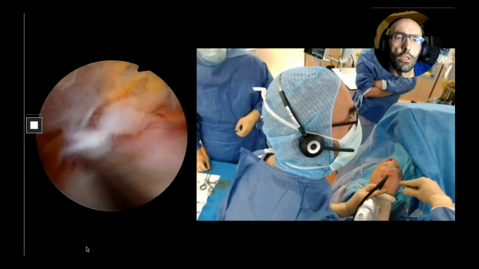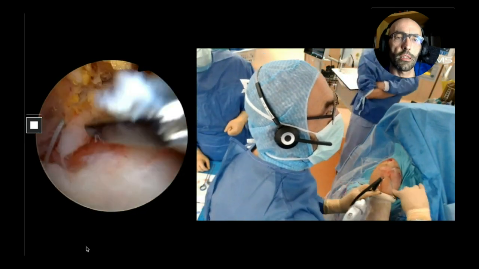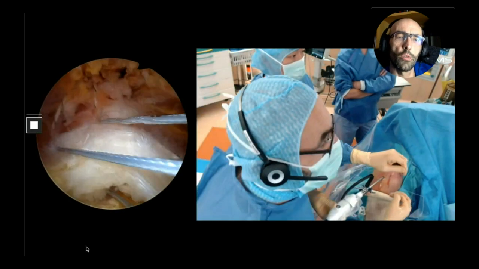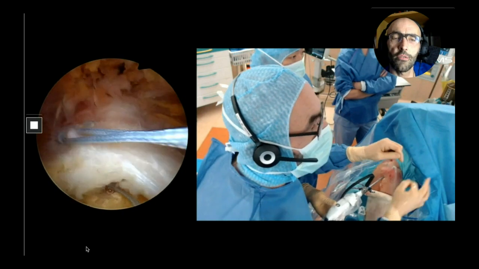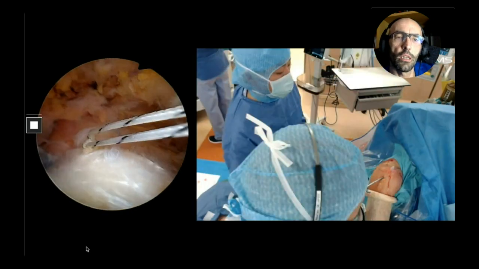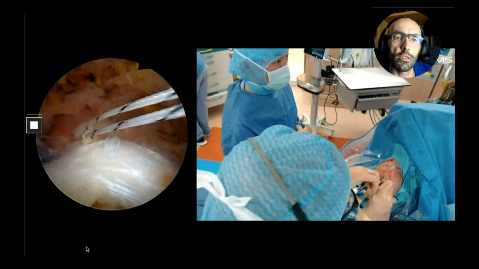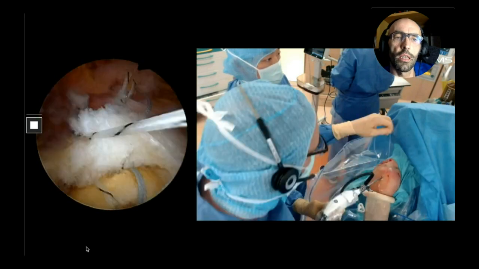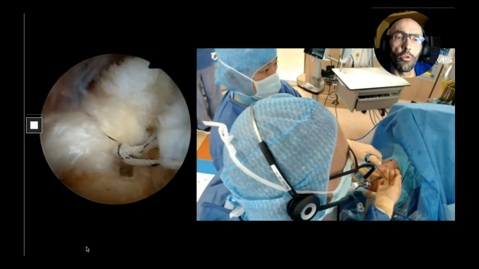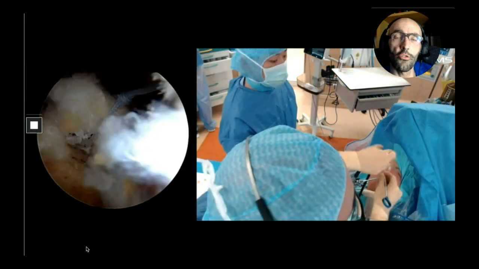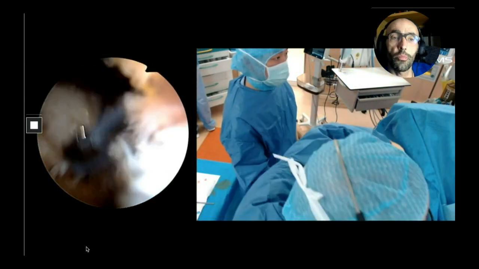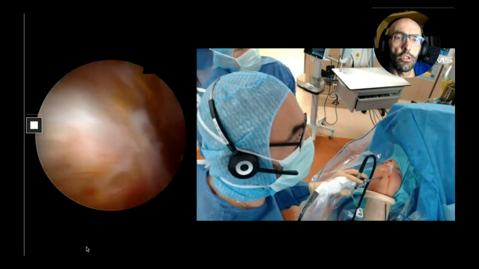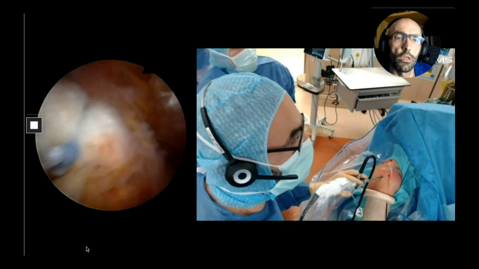Here it's good. And we are going to start the repair on the medial row here with a sliding knot. You can see that we perform the knot outside of the patient, and it's a sliding knot. So we have two knots on the medial part and two knots on the lateral part. That's why we call that the double row. It means that if you have a failure on the medial row, you still have the second row, or the opposite.